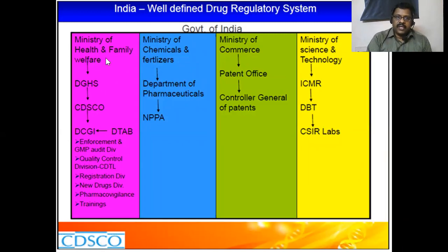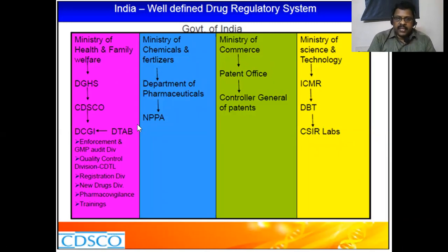Under the Ministry of Health and Family Welfare, the DGHS comes. DGHS means Director General of Health Services. Under the Director General of Health Services office, the CDSCO comes. Under CDSCO, the DCGI comes. DCGI is the functional unit, so it directly controls the regulatory guidelines, drug approval, elimination from the market, new additions, everything.